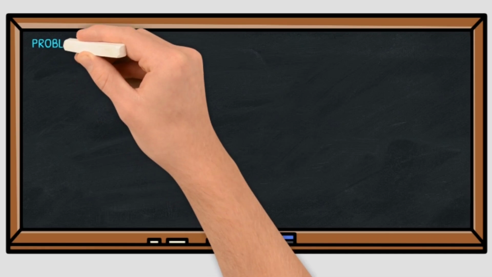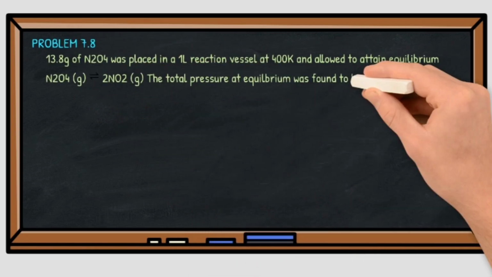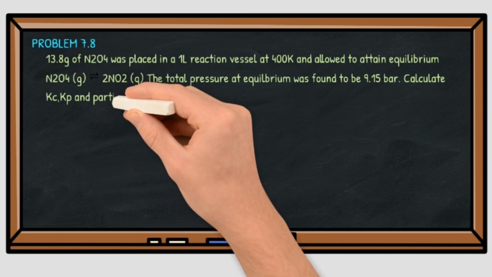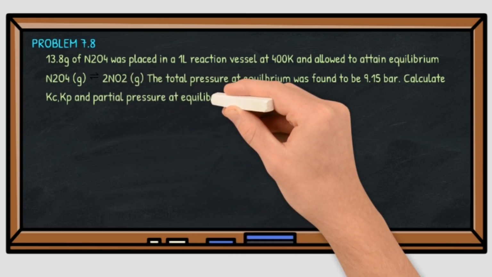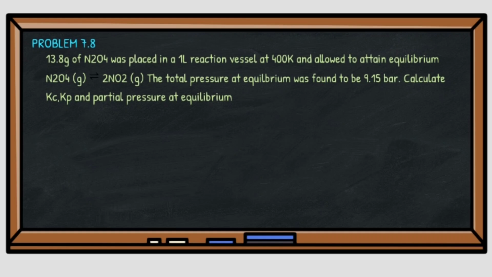In this video, we'll look into problem number 7.8 from 11th Standard Chemistry NCERT textbook. Let's read out the question. The question is 13.8 grams of N2O4 was placed in 1 liter reaction vessel at 400 Kelvin and allowed to attain equilibrium. So this equilibrium reaction is N2O4 gas in equilibrium with 2NO2 gas. The total pressure at equilibrium was found to be 9.15 bar. Calculate Kc, Kp and partial pressure at equilibrium. Come on, let's solve it.